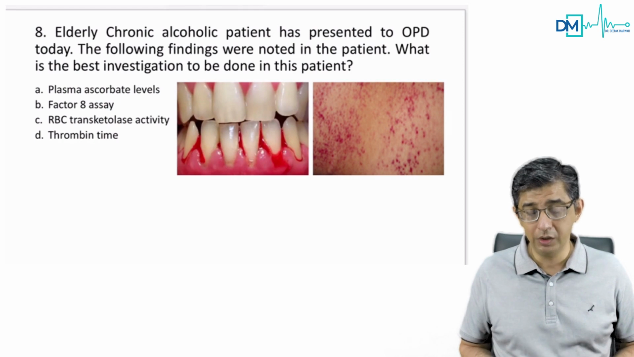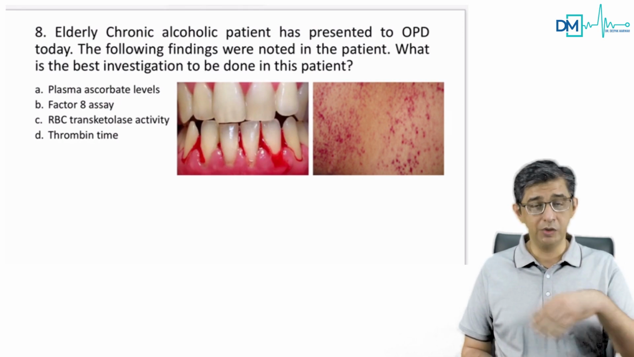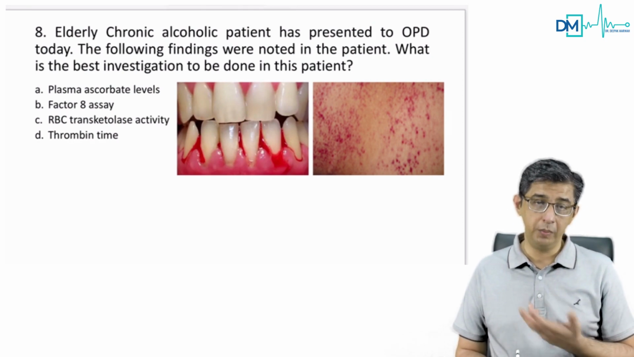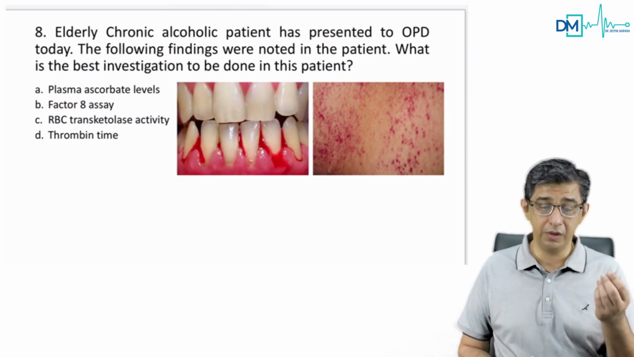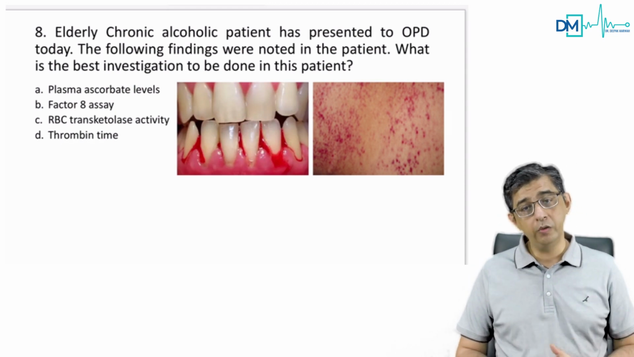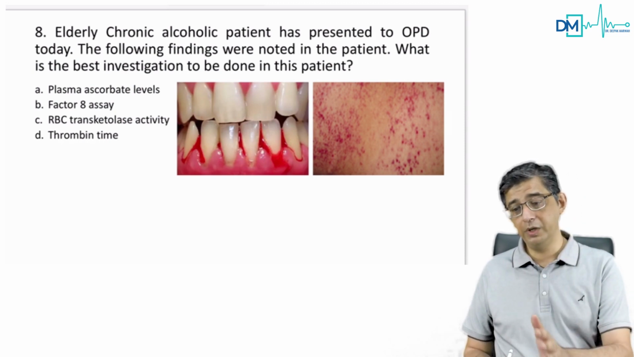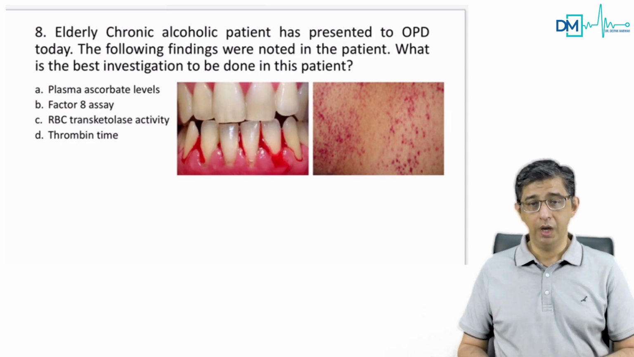Moving to the next one, he talks about the elderly chronic alcoholic patient. Now, whenever he gives you an alcoholic patient, what is he going to ask you? He's either going to ask you cardiac issues, beriberi, wet beriberi, CNS issues, Wernicke's encephalopathy, Korsakoff psychosis, or delirium tremens, or he's going to talk about nutritional deficiencies. So the moment I read this question, my thought process should be crystal clear. Either it's a cardiac issue, a CNS issue, or a nutritional issue? And look at the findings.